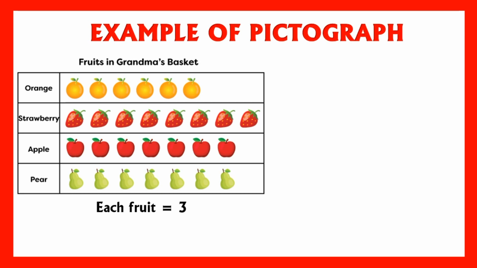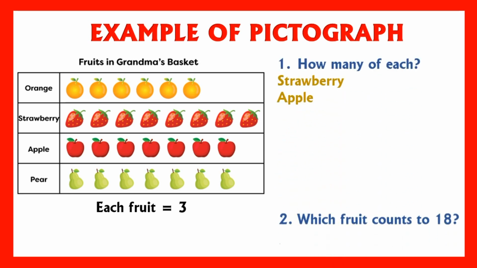So if one orange is equal to 3, how many oranges are there? Let's count how many oranges there are first. 1, 2, 3, 4, 5 and 6. So you have to multiply 6 by 3. So there will be 18 oranges in grandma's basket, right?